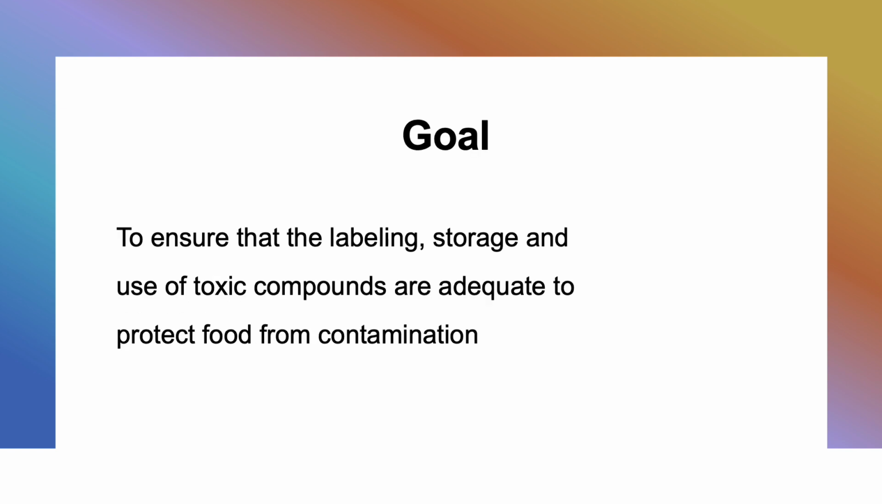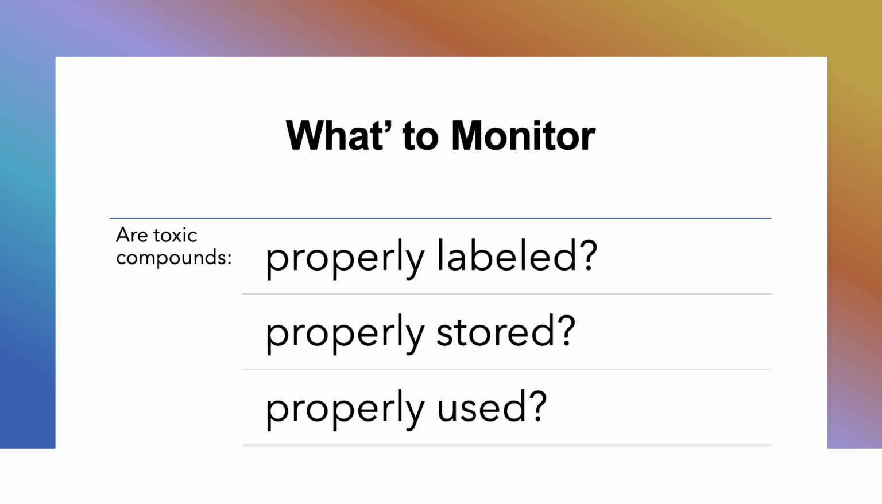So let's talk about the goal here. The goal is to ensure that the labeling, storage, and use of toxic compounds are adequate to protect the food from contamination. So what should we monitor? Well, we need to monitor that toxic compounds are properly labeled, properly stored, and properly used.